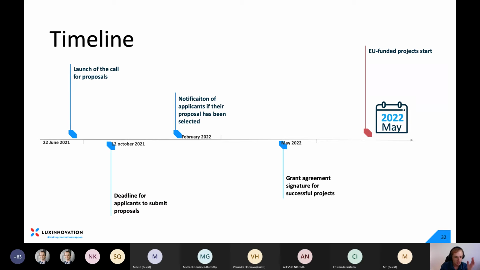So here's the timeline. I think what's most important for you is the deadline. So 12th of October. No argument about that. I don't think it will be postponed again. So that's the date. And please submit before the 12th, because as I said, everybody will submit on the 12th, and it will be very difficult. There will be IT issues, etc. So you will receive the notification. There will be roughly 5 months of evaluation before you receive the results. So that would be February 2022.